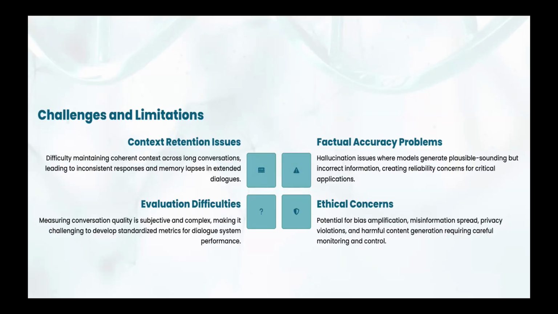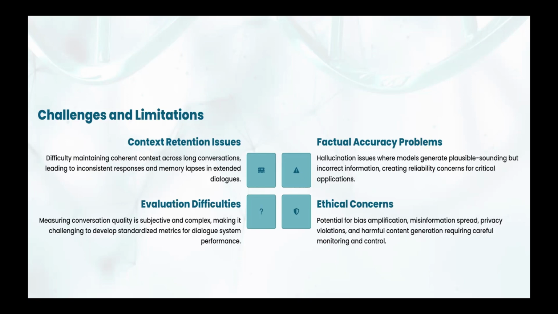Second thing is factual accuracy problems, like hallucination. The problem is the model can generate information that sounds highly confident and correct, but is actually completely false or inaccurate. This creates a major reliability concern, especially when the AI is used for critical tasks. The phenomenon is commonly known as hallucination.